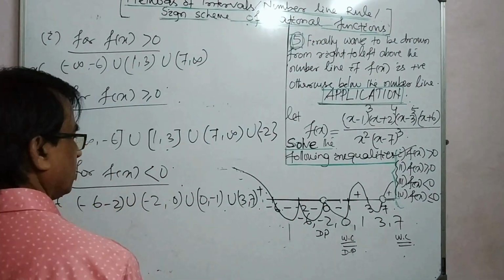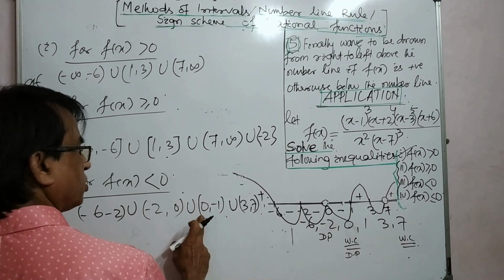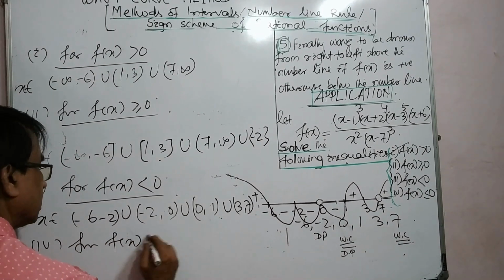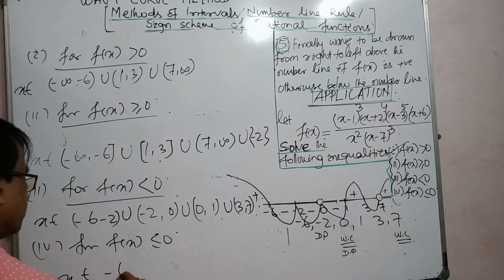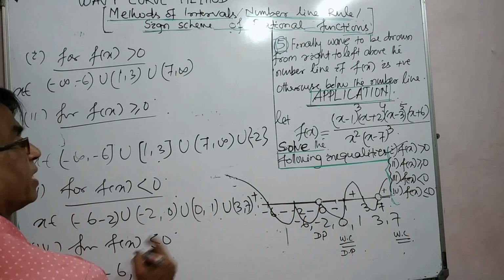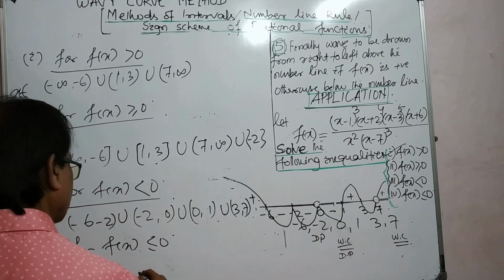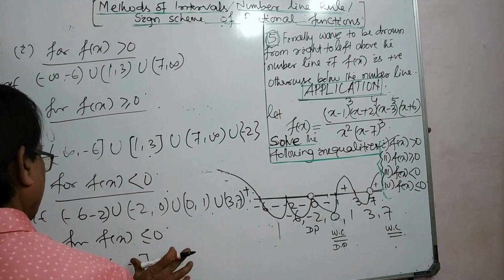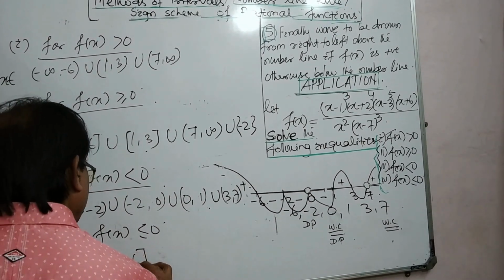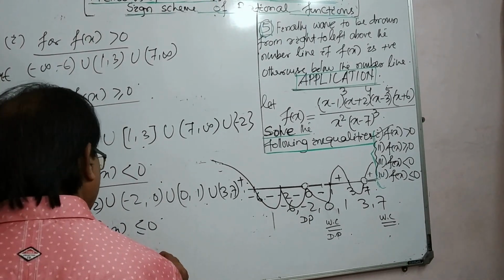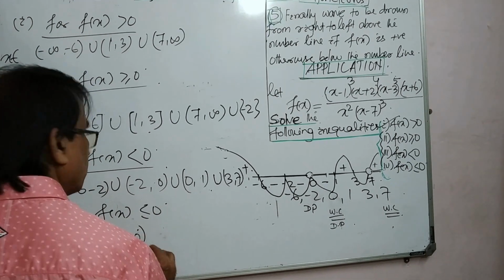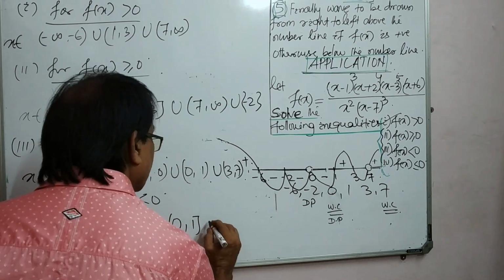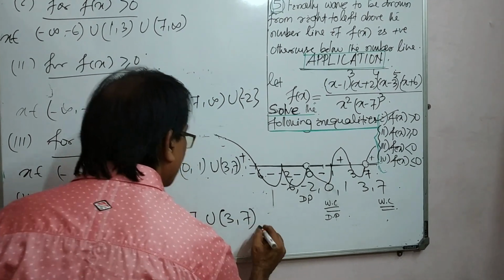Now for f(x) less than 0, x belongs to minus 6 to minus 2, minus 2 to 0, and 0 to plus 1, not minus 1. And for f(x) greater than or equal to 0, x belongs to minus 6 to minus 2. I am taking minus 2 as included, and 0 is excluded. Why is 0 excluded? Because 0 is the point of discontinuity, union 0 to 1 and 3 closed, 7 open.